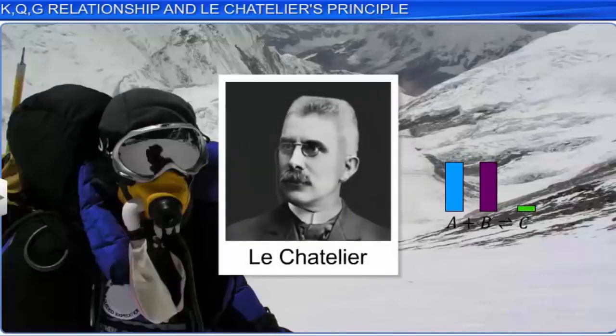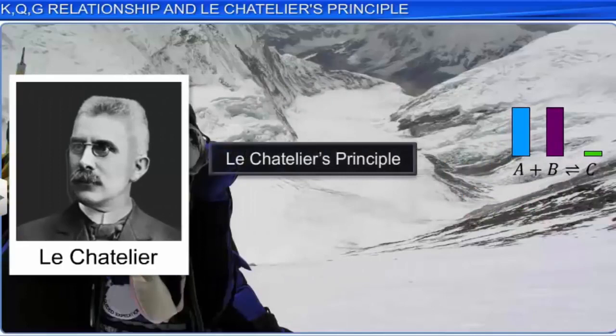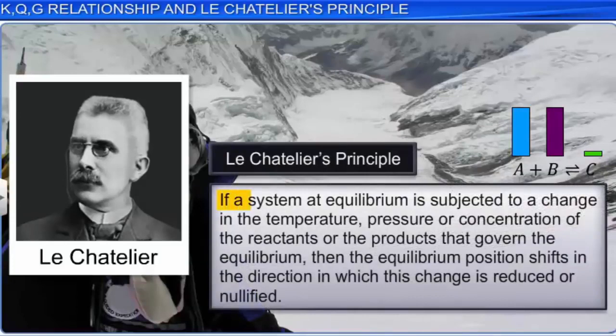The effect of temperature, pressure, and concentration on a reversible reaction in equilibrium was predicted qualitatively by Le Chatelier. He gave a principle which is now known as Le Chatelier's principle. Le Chatelier's principle may be stated as: if a system at equilibrium is subjected to a change in the temperature, pressure, or concentration of the reactants or the products that govern the equilibrium, then the equilibrium position shifts in the direction in which this change is reduced or nullified.